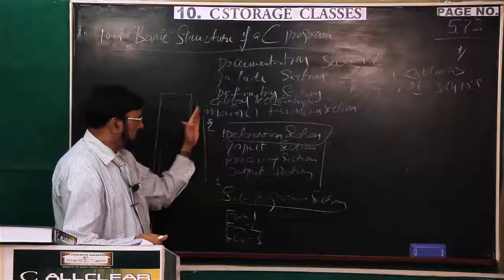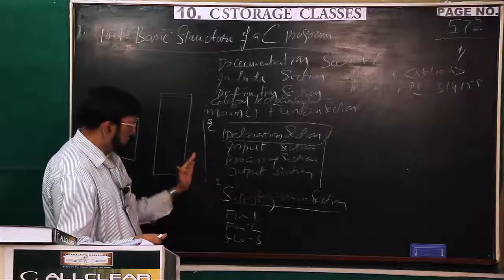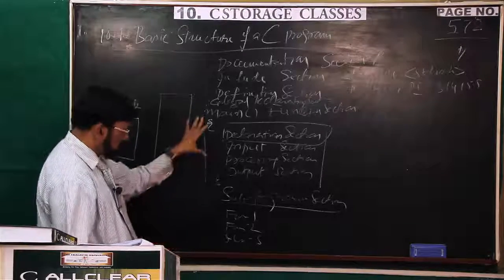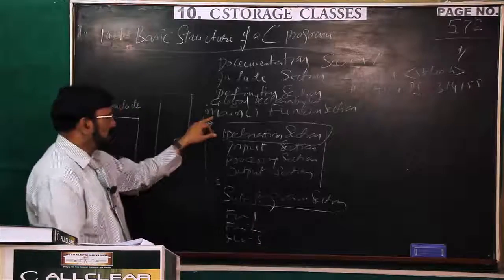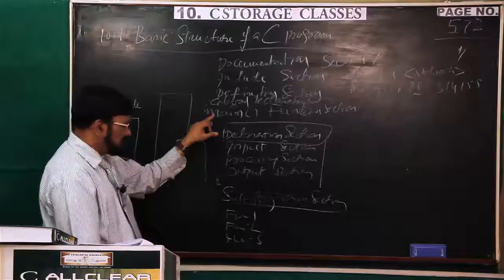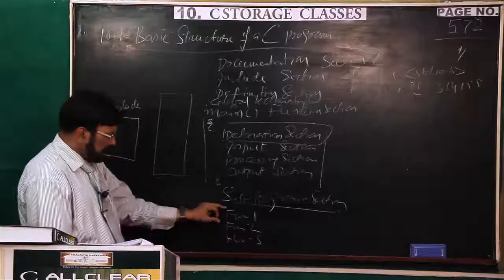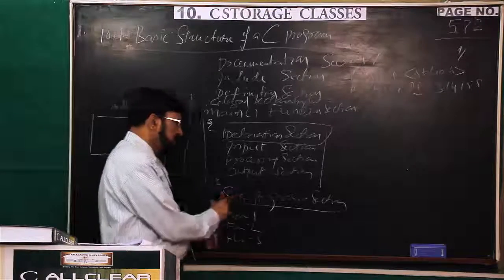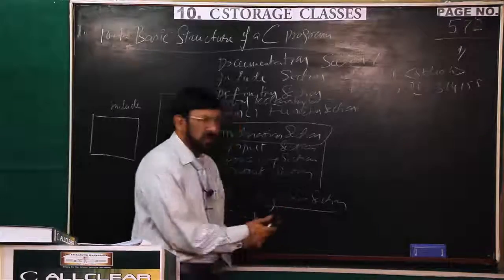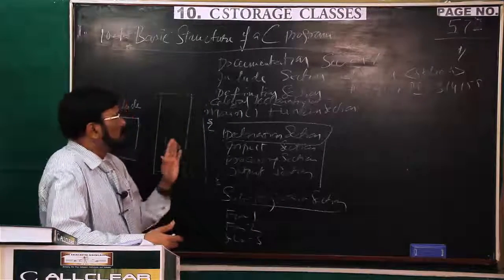Actually, you see, if you call the main function the main program, these are the subprograms. The structure is the same. This block is headed by main, this block is headed by the particular function. Understand? That's why functions are called subprograms. This is the subprogram section. These are the overall sections.